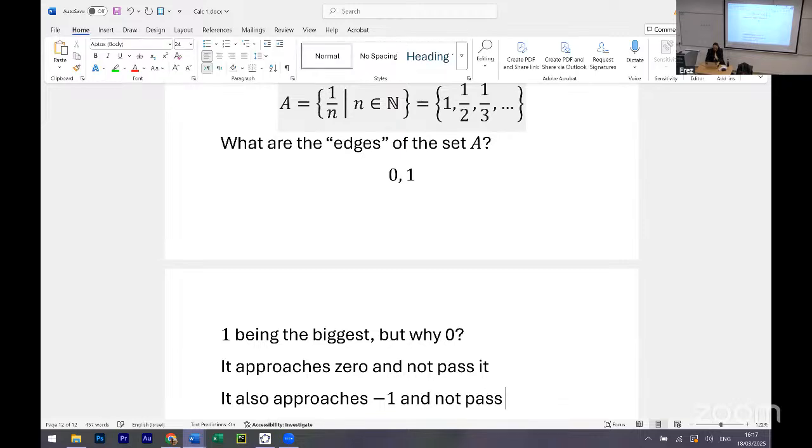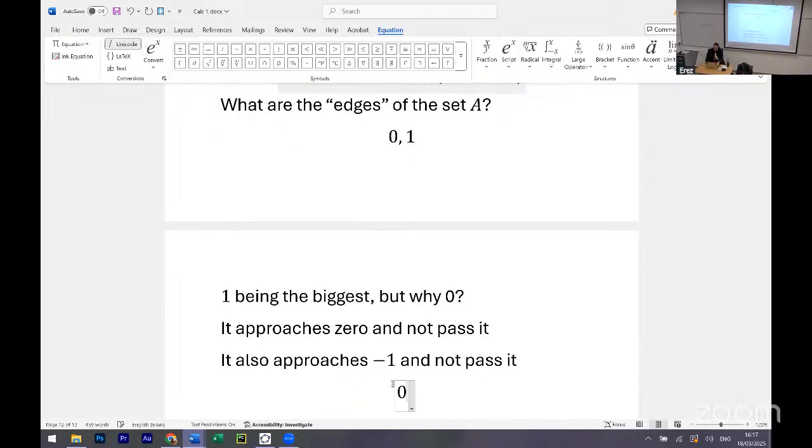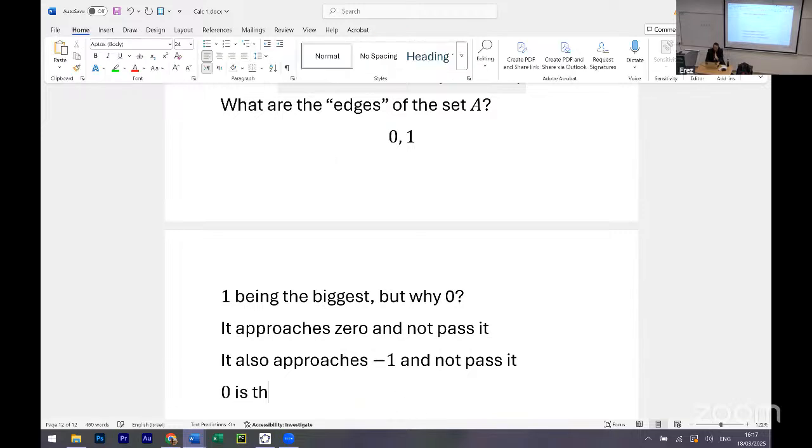Agreed? Because zero is the biggest number it doesn't pass. Zero is the biggest. The biggest number which it doesn't pass.